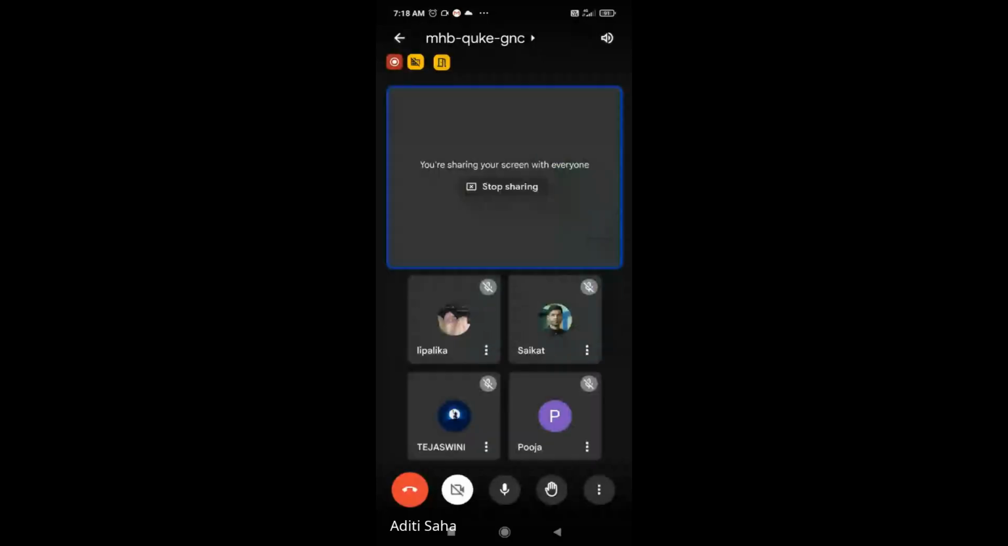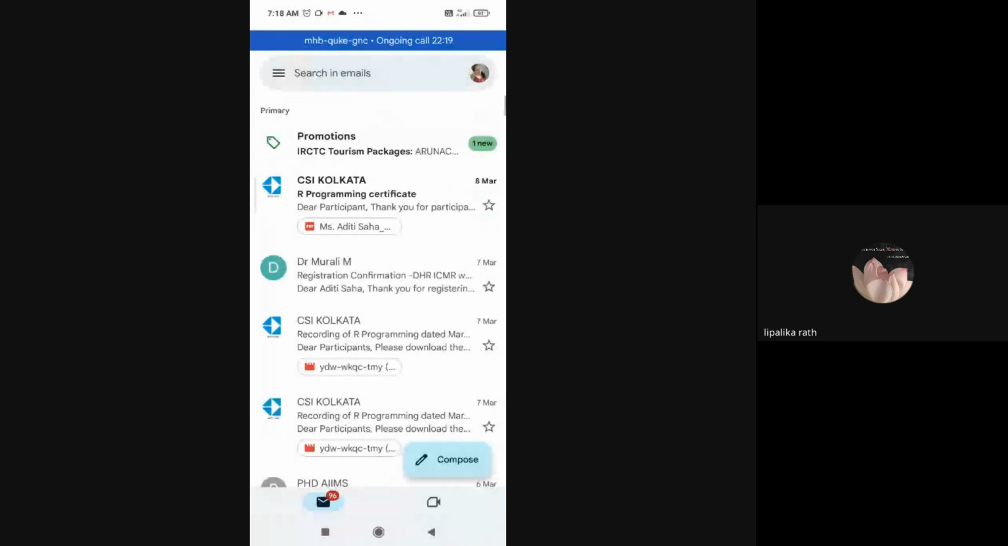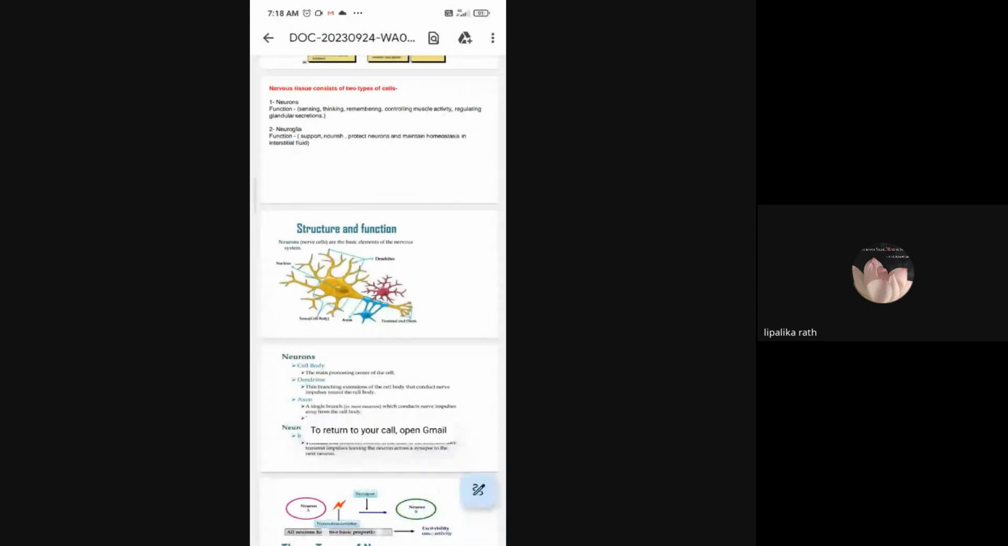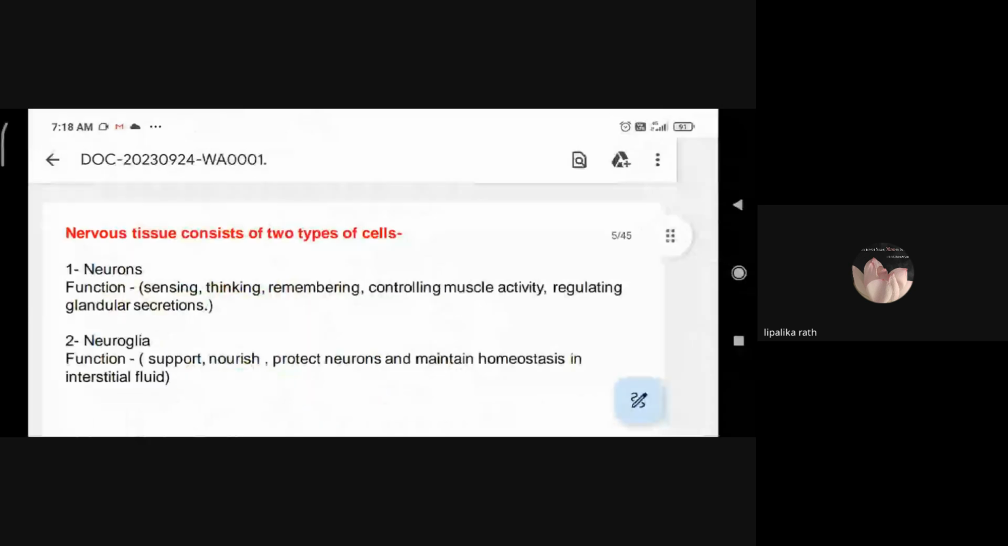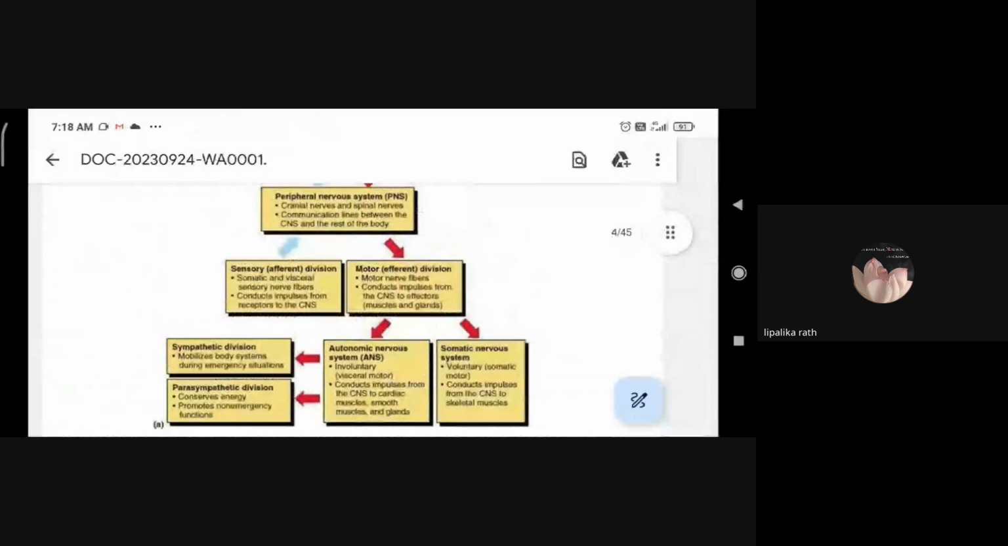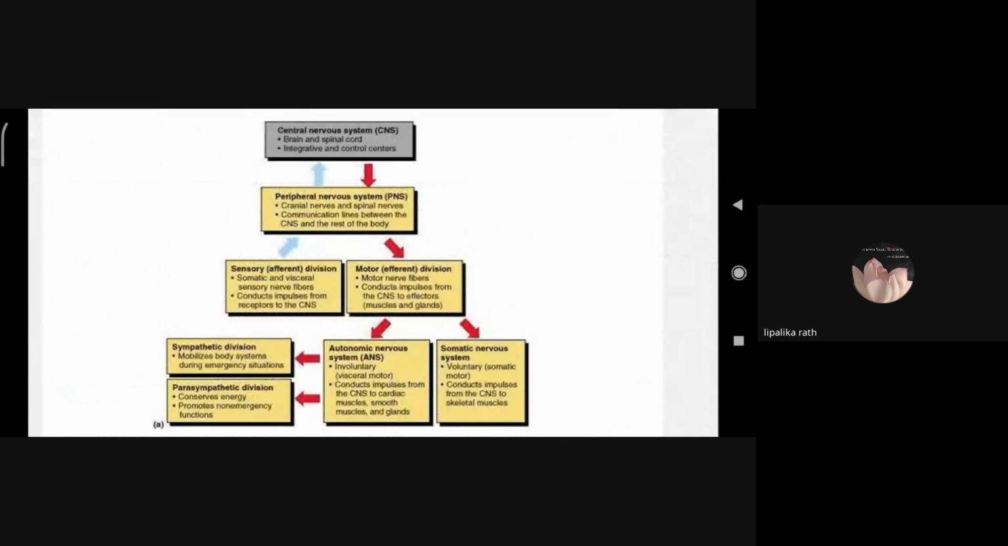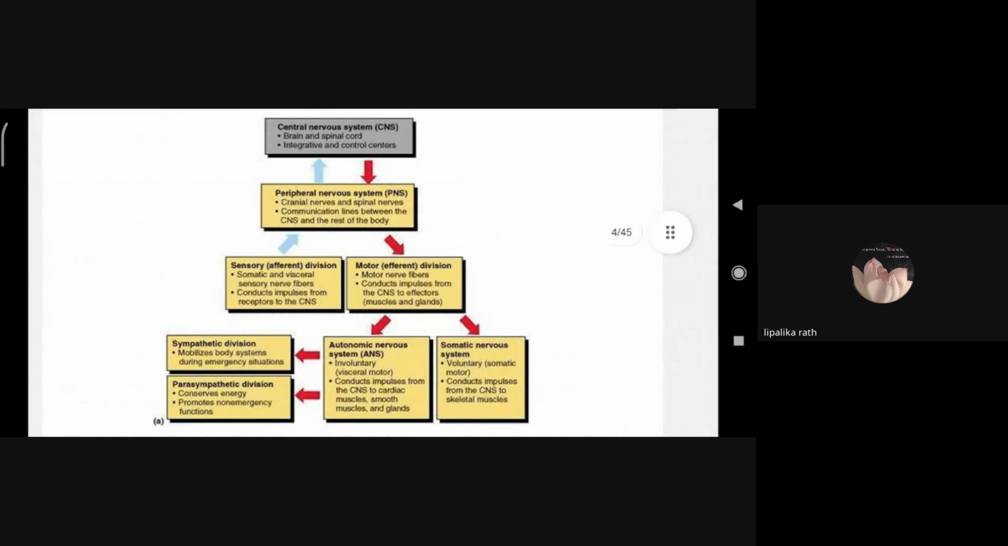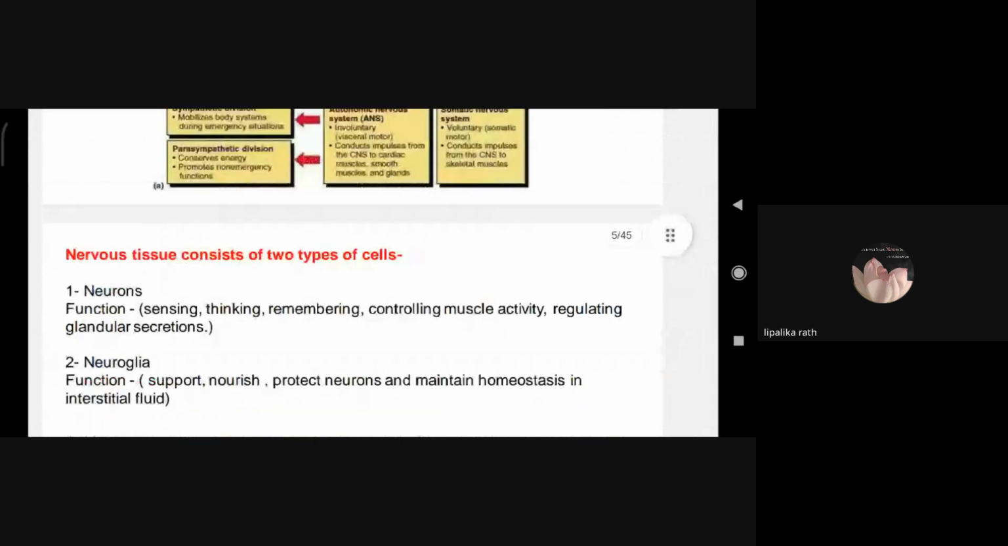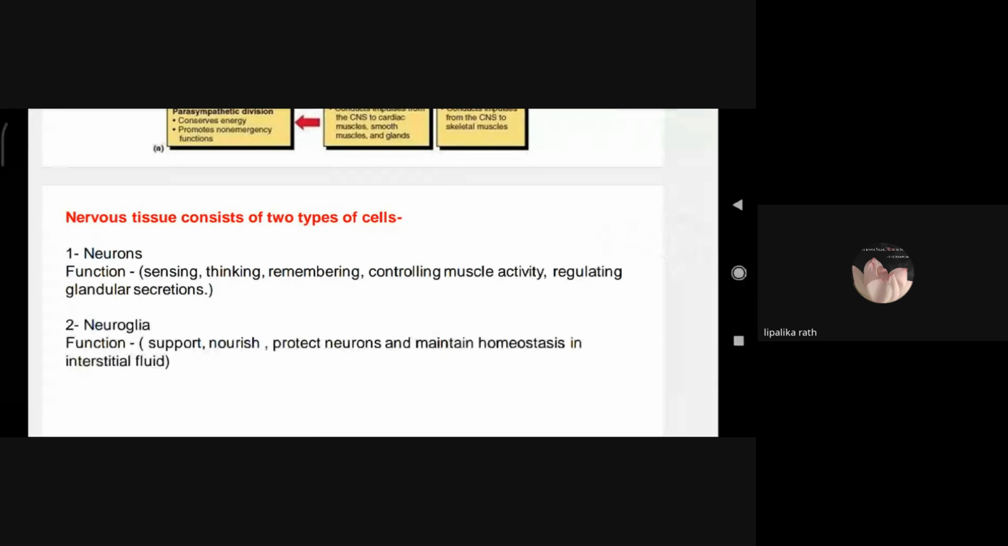Okay, so let's present. I hope you can see my screen. So till here we have covered yesterday, right? Yes, ma'am. Next is nervous tissue. Nervous tissue we have already learned while we were learning different types of tissues. Right. So there we have already learned nervous tissue.